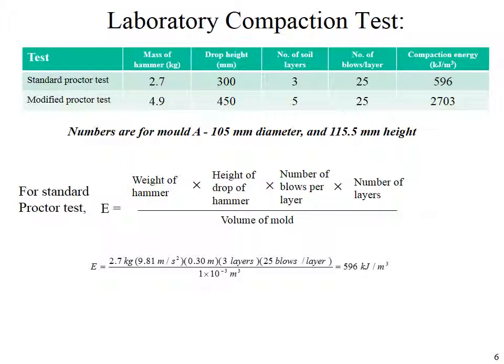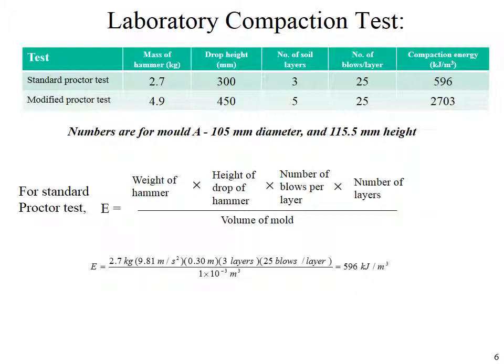For the modified Proctor test, the mass of the hammer is 4.9 kg, drop height is 450 millimeter, number of layers 5, number of blows per layer 25, and the compaction energy is 2703 kilojoule per meter cube. Please note that these numbers are for mold A, that is 105 millimeter diameter and 115.5 millimeter height.